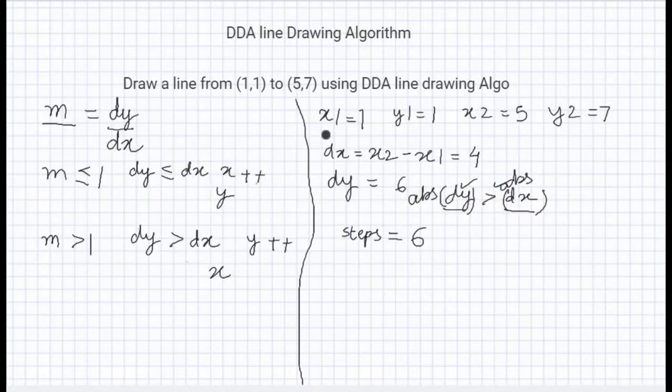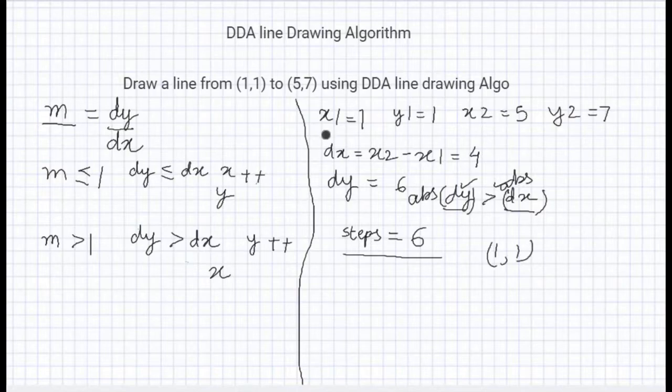So we'll continue. Now we are going to run the loop 6 times, and each time we are going to calculate the new values of x and y. We are going to start plotting the line from the point 1, 1.